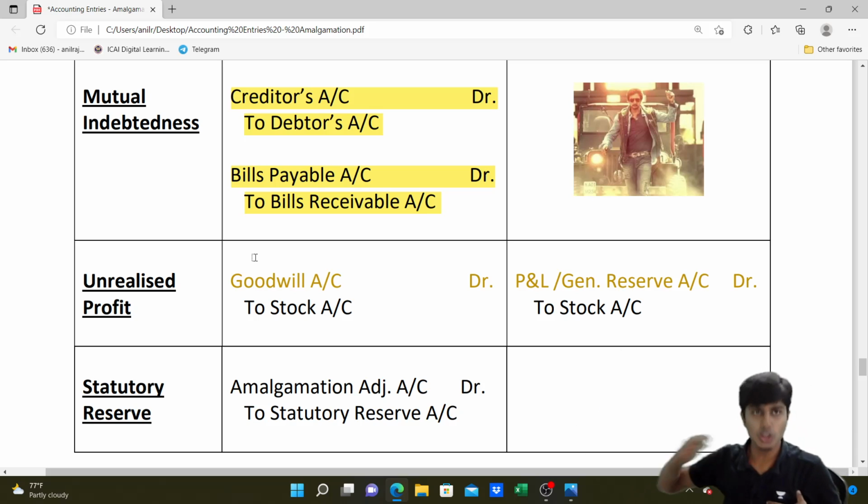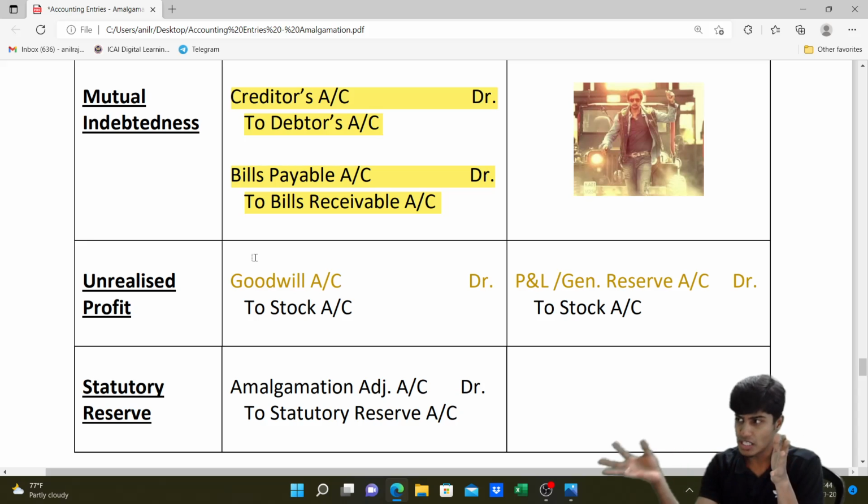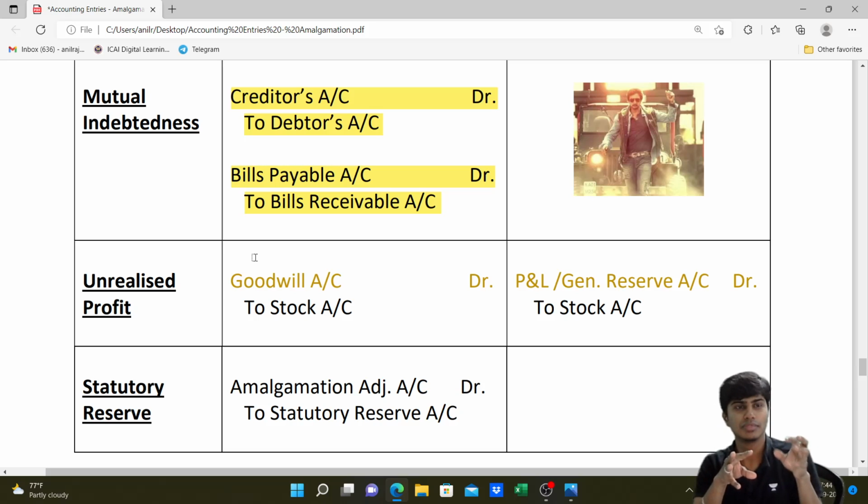The transferor didn't sell it to an outsider. The stock is with the transferor, and then we go for amalgamation. So now the transferor's stock will become my stock. So I have sold stock to myself, meaning the stock which is there in my books of accounts now, whose cost is 100, is recorded at 110. So I've recorded profit which is not realized. This has to be written off.